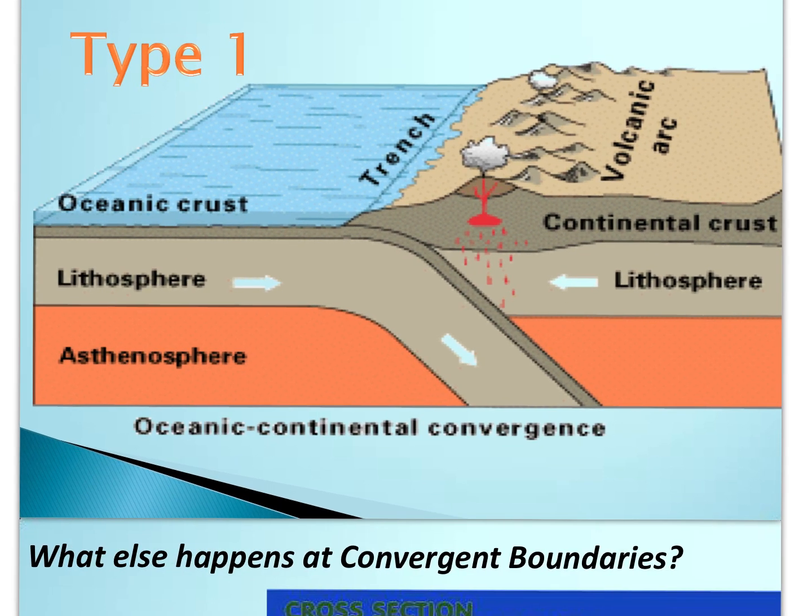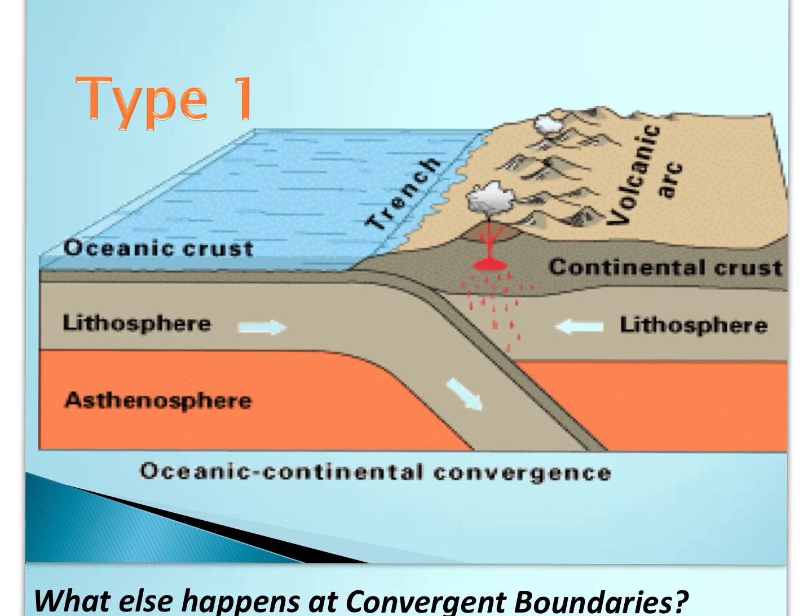This diagram I really like. It's a good one to sketch out, right? Because it's showing you the volcano on the overriding plate. It's showing you the oceanic crust against the continental crust. The other part I don't like is the way they call lithosphere there, because we should remember that lithosphere is the crust plus the uppermost mantle.